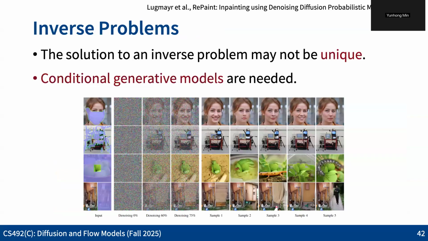So there are lots of applications. And as I said, the solution of the inverse problem would not be unique for many typical cases. When you solve the inverse problem, typically the solution is not unique. So that's why we need to make either a conditional generative model, or we need to somehow leverage the pre-trained unconditional generative models while doing conditional generation.